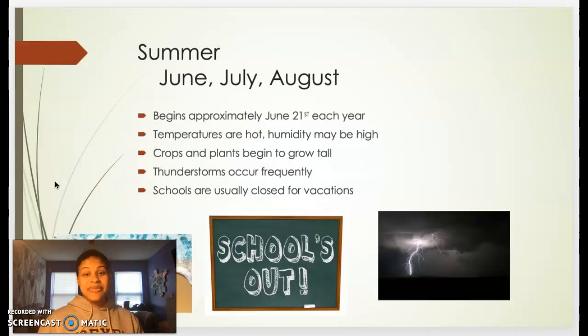So next we have summer, which is my favorite. I love the summer. And it's June, July, and August. It begins June 21st each year. The temperatures are hot and the humidity may be high, which means it might feel like there's a lot of moisture in the air when you go outside, and it's like warm moisture. Crops and plants begin to grow tall. Thunderstorms occur frequently, which I also think are really cool. I love watching them. And schools are closed for vacation. So from mid June until the end of August, that's your summer vacation.